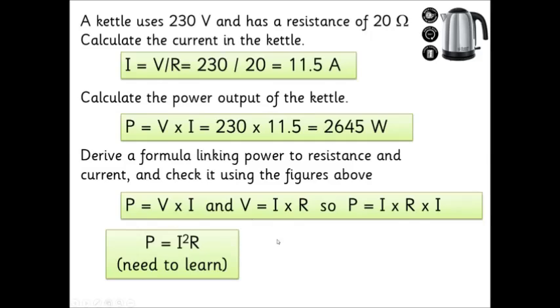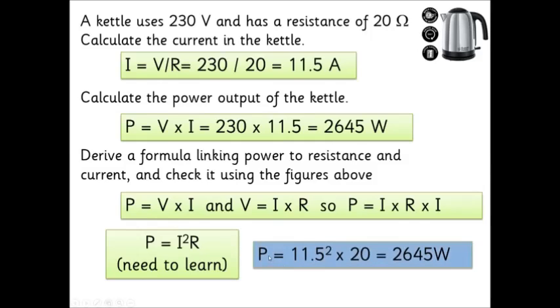So can we just check it? Using the idea above, we add in 11.5 amps into the kettle, so 11.5 squared times the resistance of the kettle, which we were given as 20 ohms. If we do 11.5 squared times 20, we of course get 2,645 watts for the power, which is just what we got when we did it a longer way. Okay, so you need to be able to use that formula.